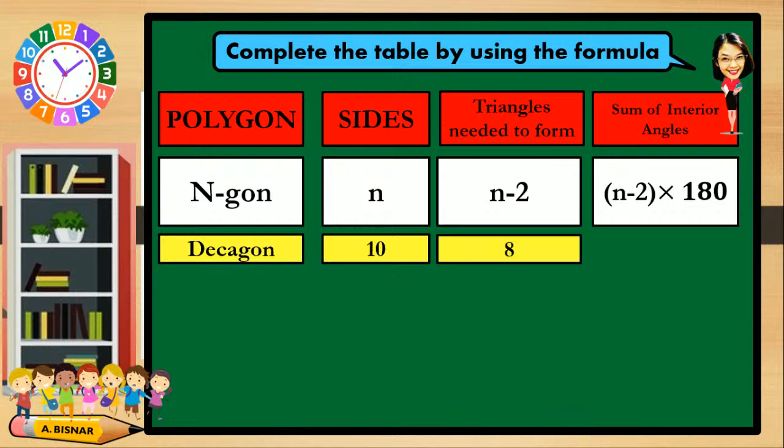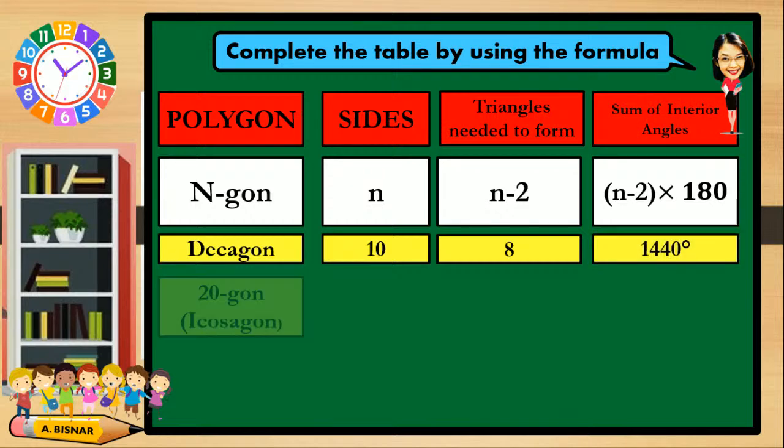So, you have 8. And then you will multiply it to 180. The answer will be 1,440. How about with 20 gon?